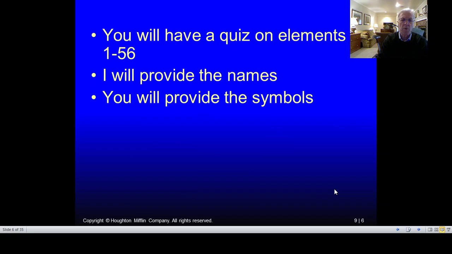Now, I'm going to give you a quiz on elements 1 through 56 on the periodic table soon. I'll give you the name and you'll provide the symbols. It's an easy thing to do. Just review the first 56 elements all the way down to barium, and I'll give you the name on a sheet of paper and you will provide the symbol. Remember, the first letter has to be capitalized, the second letter has to be lowercase. I'll mark it wrong if they're both caps. I know some people write in all caps, but you can't do that in chemistry.